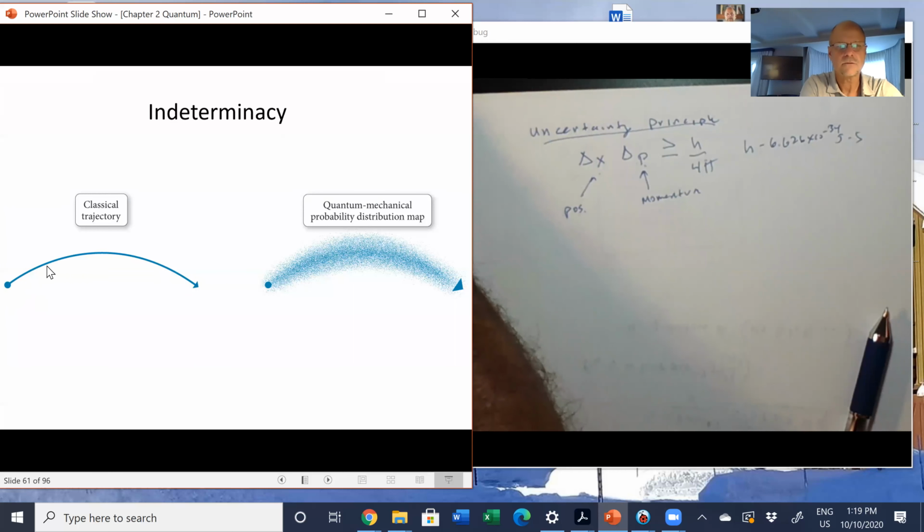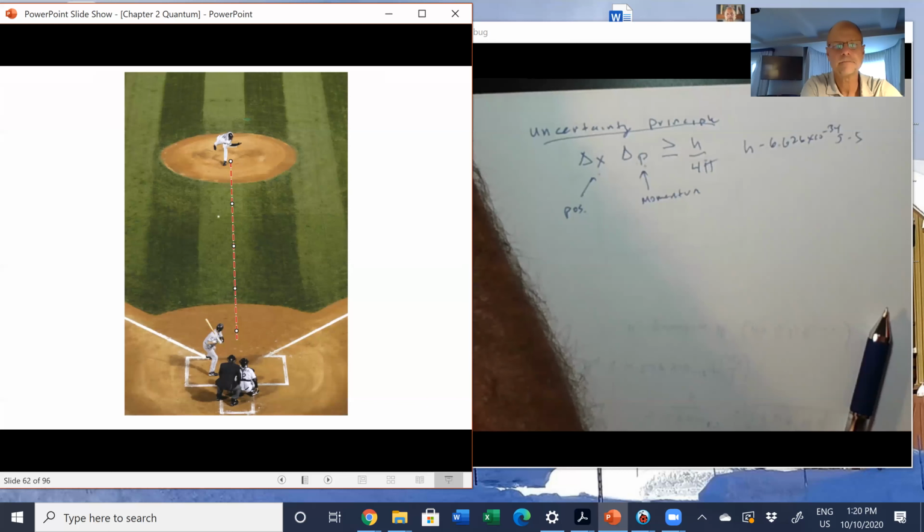So this is a classical trajectory. What do we do in quantum mechanics then? Well, we can't predict that, but what we can predict is probability. These classical trajectories are replaced with what we might call a probability distribution map that shows the probability of an electron being in a certain place. For any individual electron, we can't predict where it's going to go, but for many, many of them, we can predict these probability maps. So these classical trajectories are going to be replaced in quantum mechanics with probability distribution maps.